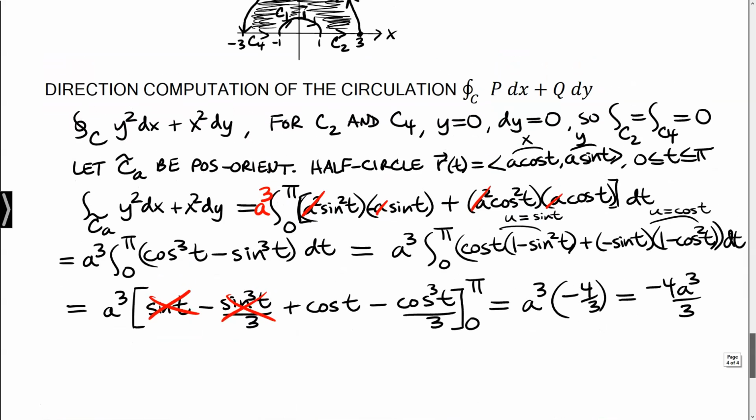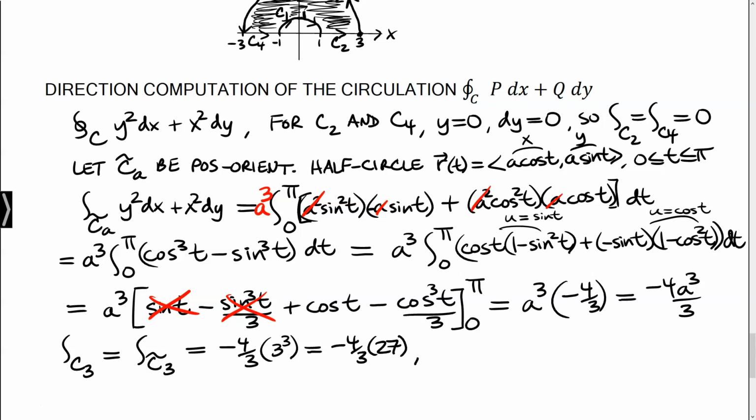Now, we can use this to find, as I said, the integral along C1. Well, let's do C3 first. The integral along C3 is going to be the same as going around with radius 3, which is going to be -4/3 times 3 cubed. And so it's going to be -4/3 times 27. The integral around C1 is going to be minus the integral around one of these with radius 1, which would be -4/3 times, of course, 1 cubed, so -4/3. Except it'd be positive because we're taking the opposite.